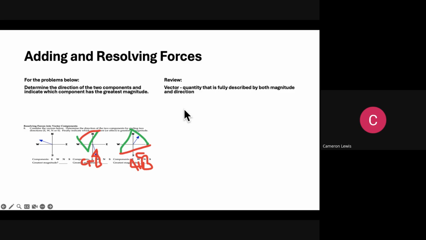We're still doing a little bit more review, right? Now, remember when we started talking about vectors and the direction and the components that go along with it? So now we want to determine the direction of the two components and indicate which component has the greatest magnitude. So remember we had our coordinate. I remember the first one would be northwest, but I don't remember how to get the magnitude.